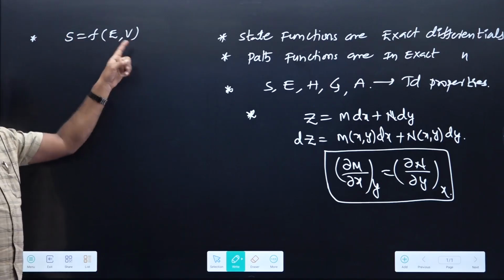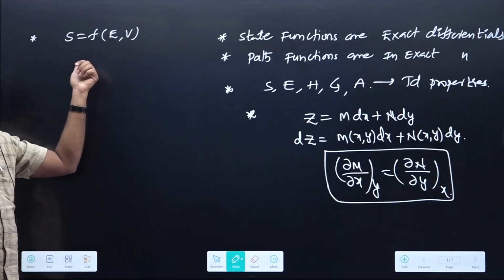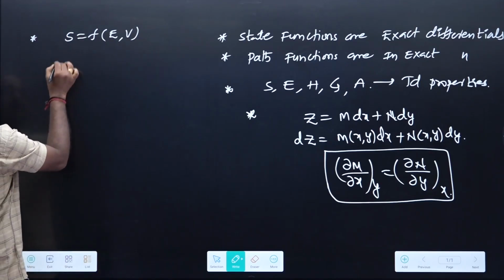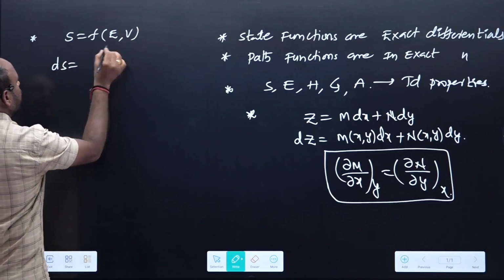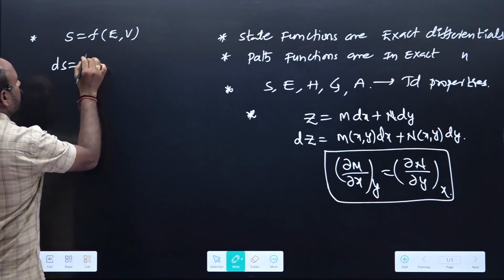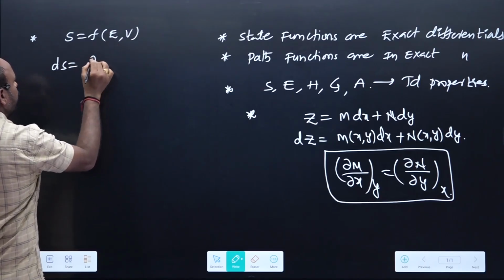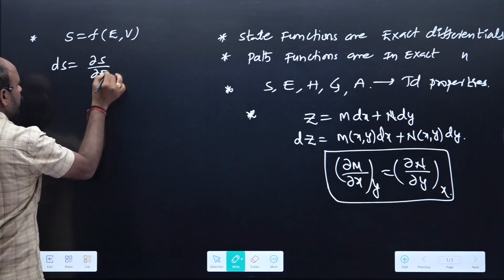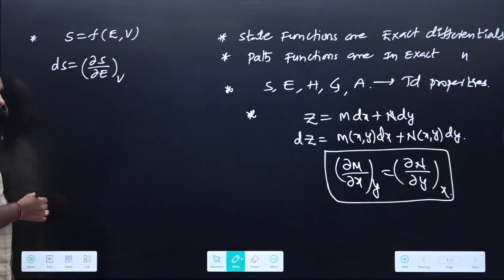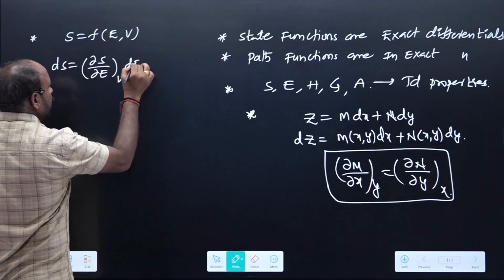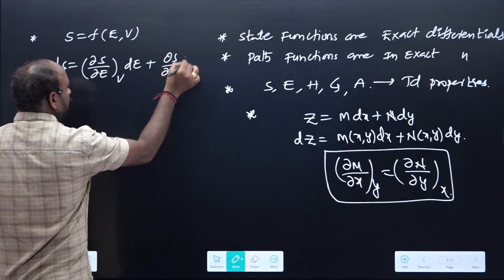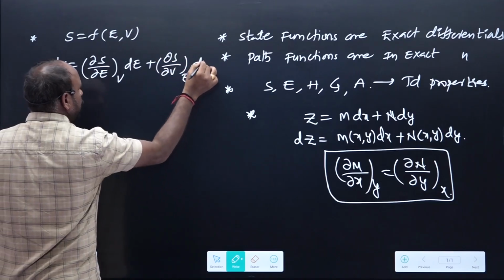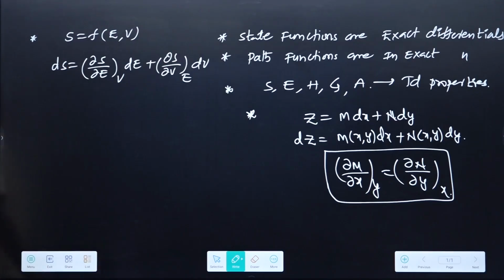Whenever two variables are there, we have to apply the differentiation. So the differentiation of this: dS equals the differentiation of S with respect to E at constant volume, into dE, plus the differentiation of S with respect to volume at constant E, into dV, right? These formulas we have already discussed in basic concepts, right?